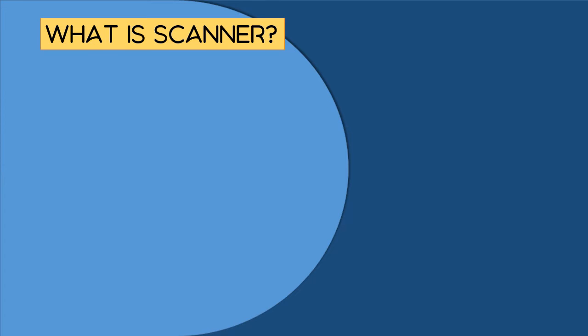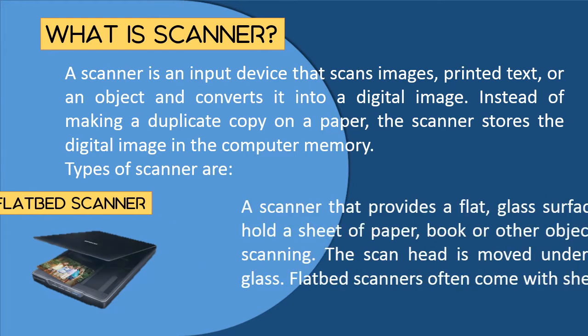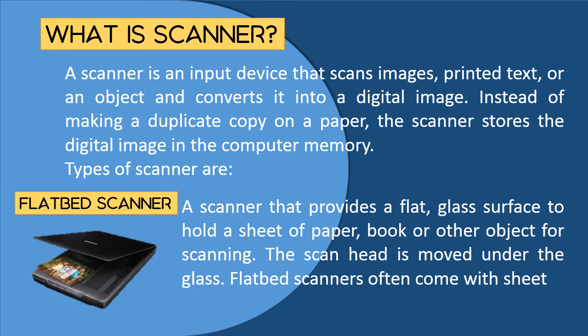What is a scanner? A scanner is an input device that scans images, printed text, or an object and converts it into a digital image. Instead of making a duplicate copy on paper, the scanner stores the digital image in the computer memory. Types of scanner are flatbed scanner, a scanner that provides a flat, glass surface to hold a sheet of paper, book or other object for scanning. The scan head is moved under the glass.